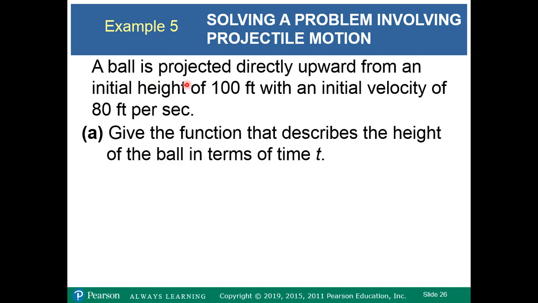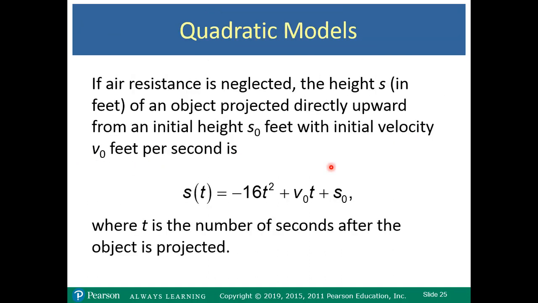So a ball is projected directly upward from an initial height of 100 feet with an initial velocity of 80 feet per second. Give the function that describes the height of the ball in terms of t. So all we're going to do is use this function here, plug in the initial velocity and the initial height, and we're done.